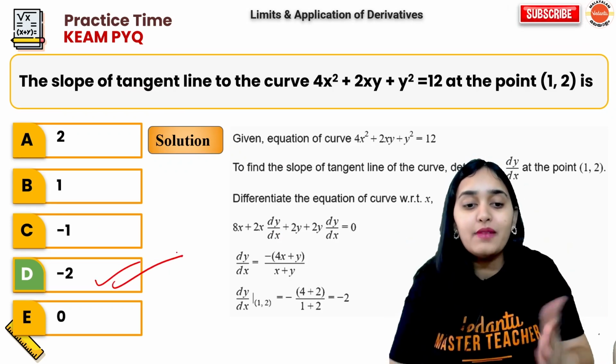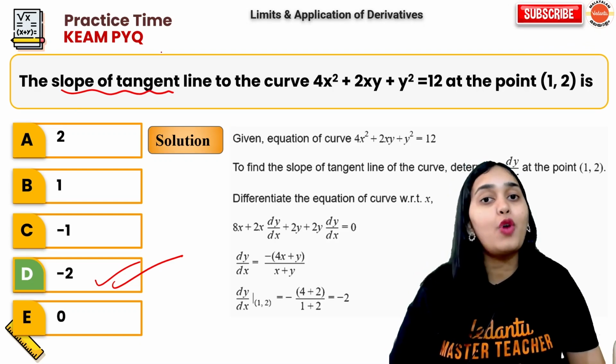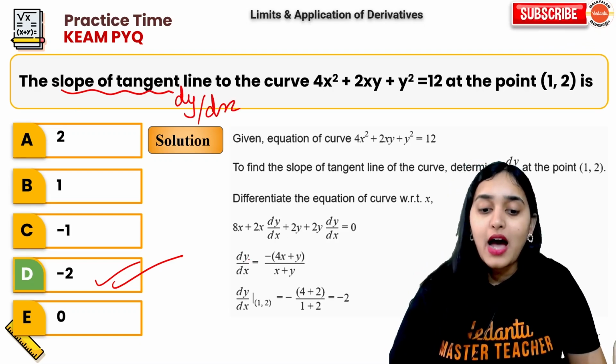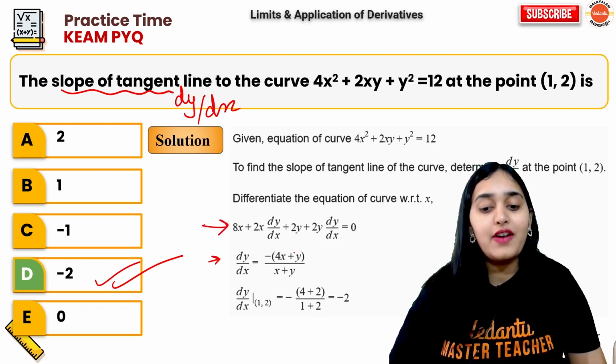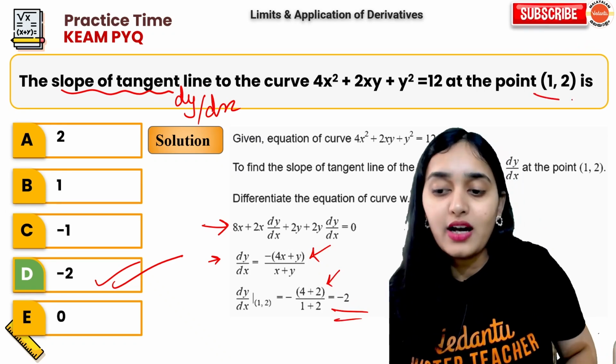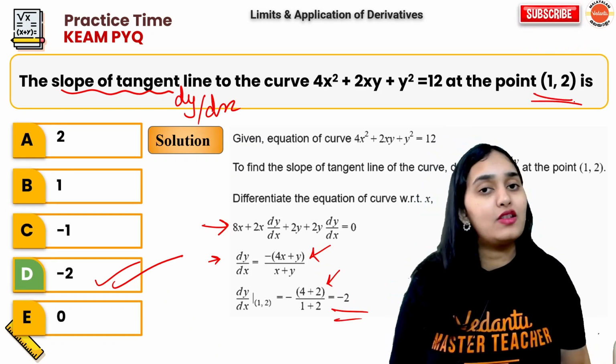Understood? Simple. Whenever they ask slope of tangent, what will you do? You will find out dy by dx only. How to find out dy by dx? Differentiate the function, get dy by dx, put 1 and 2 and get the slope, because the x and y values are given in the question.